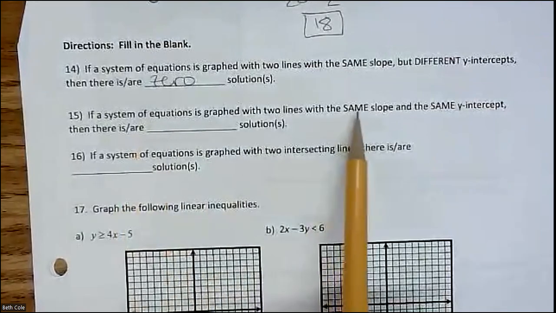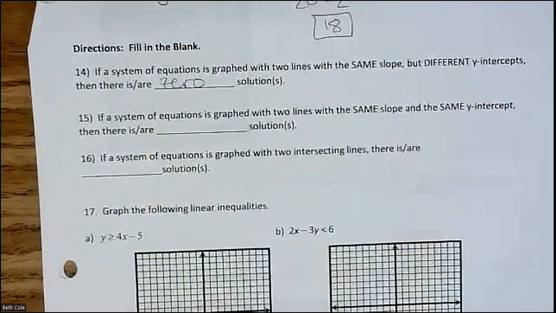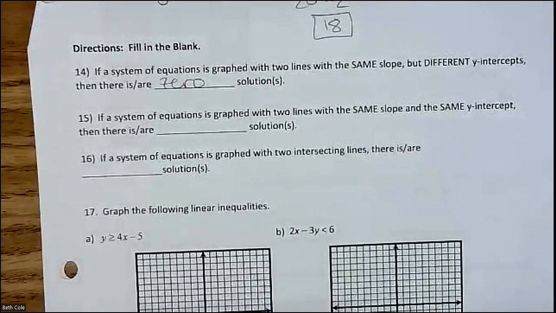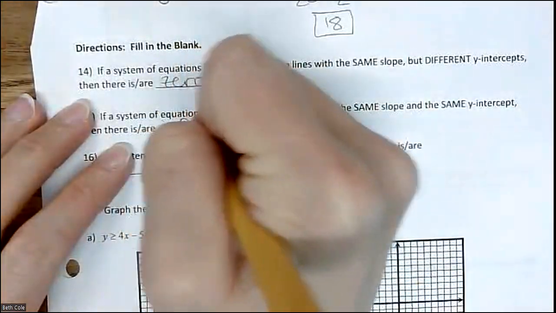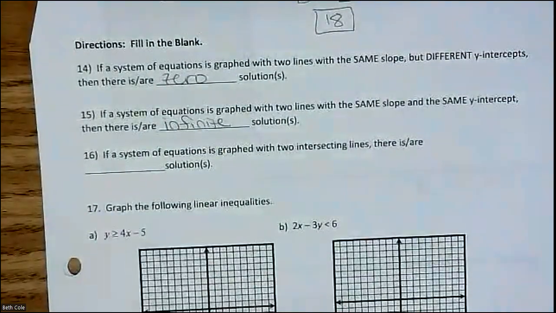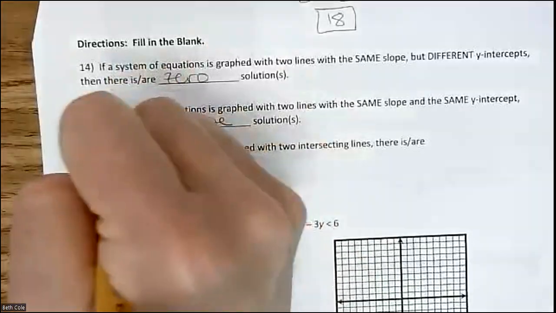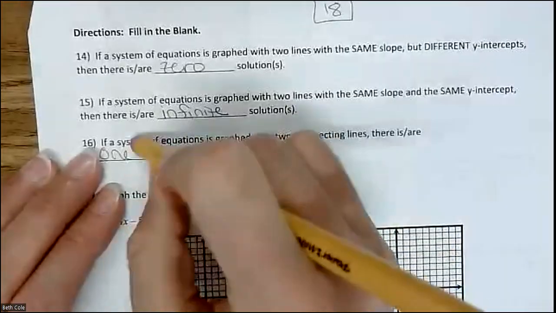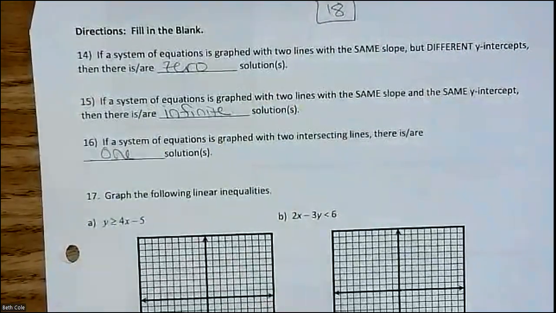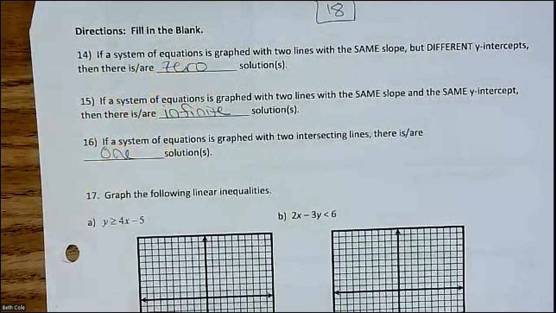Now look, if it's graphed with the same slope, but the same y-intercept, so they have the same slope and they start at the same place. Oh, y infinite. Yeah, they're like literally on top of each other. Infinite solutions. And if you just have 2 lines that intersect, then good, perfect. Then there's 1 solution. Could you ever get 2? No, these are the options. 1, none, or like everything in the world.